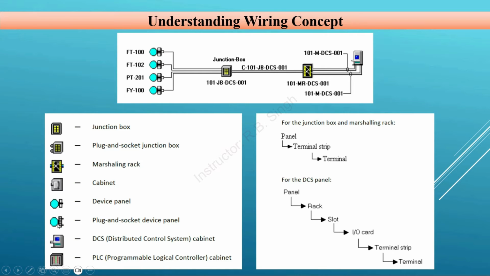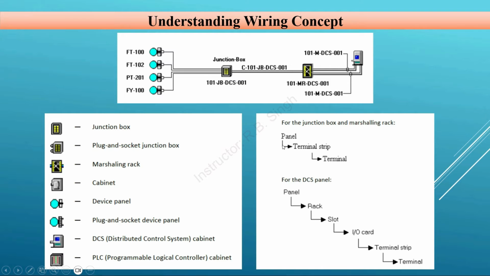Every symbol you can see in SPI also. So by these symbols you can understand what is the meaning of them. Whenever you create any panel like a junction box or marshalling rack or any cabinet, you create the panel, then its terminal strip, and inside the terminal strip there will be terminals. So this philosophy we need to consider while working in SPI for any kind of panel.